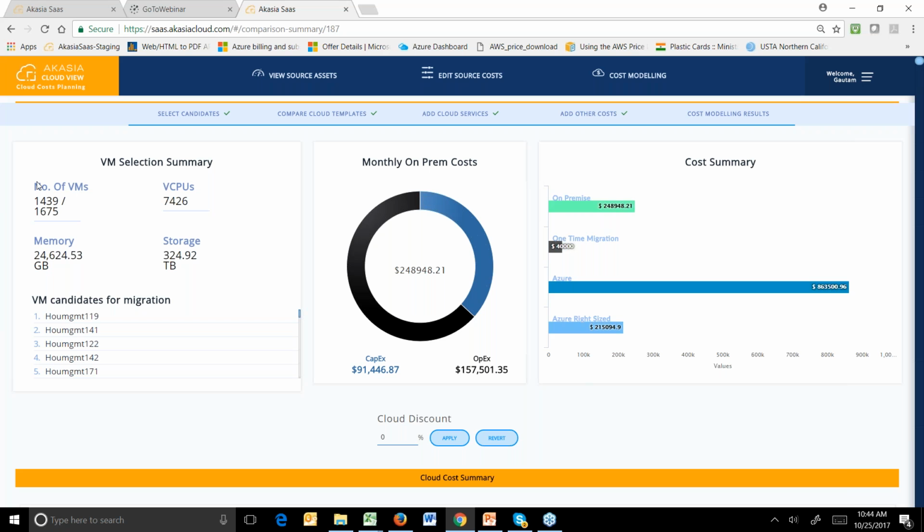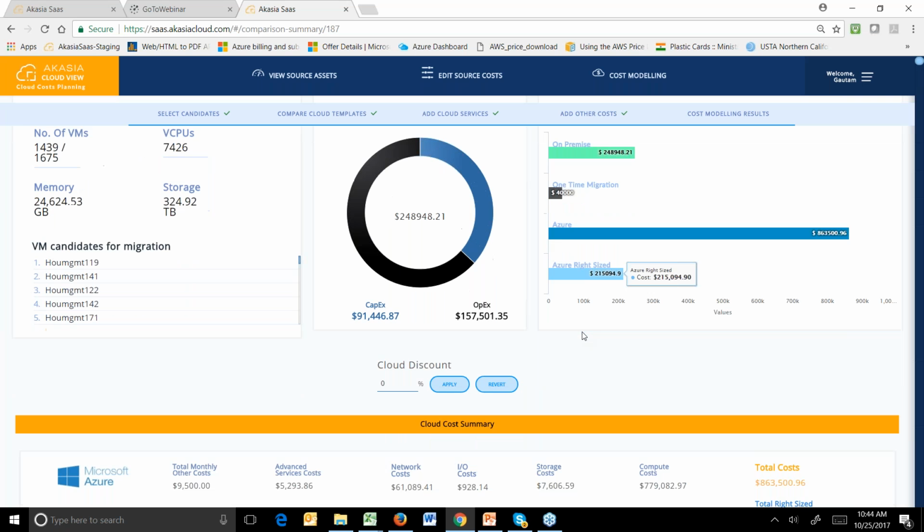So these are the VM candidates. This is a quick summary of your environment. This is the on-premise cost today, and then this is the right size. I wouldn't worry about the as-is, because as-is is not really something you should consider. Really, this right-sized view is what you want to consider, and it includes not only my servers, but the other elements for my disaster recovery that I've chosen as well.